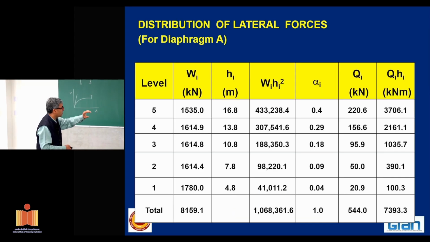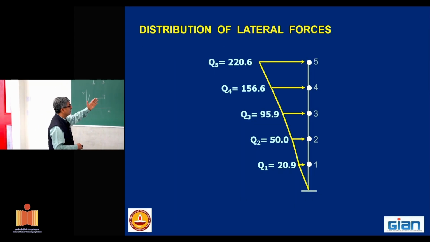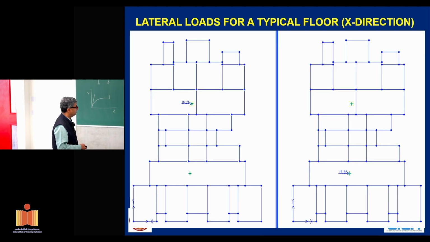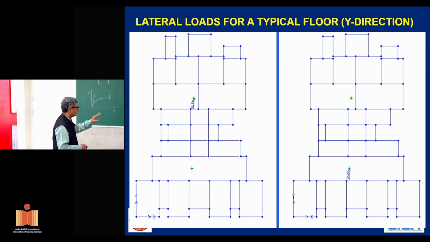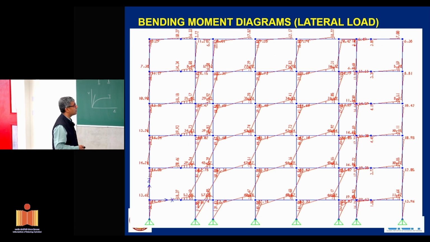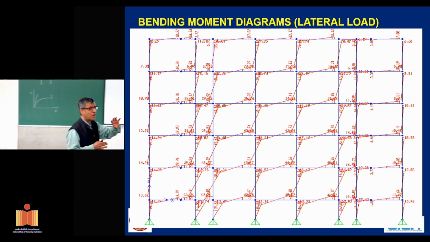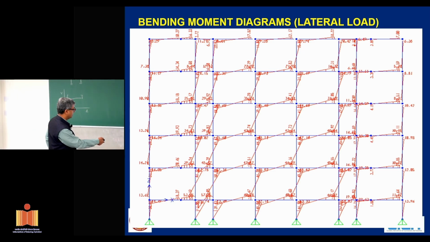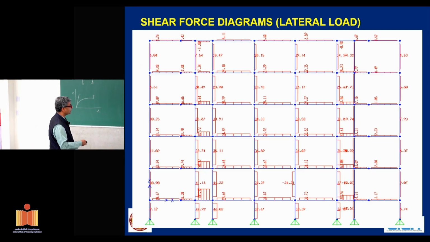This is the tabular form of the results. You have to understand the profile of the forces, how you are applying the force. I will skip this, and this is the bending moment diagram, which is quite different from what we have seen in the gravity load. Here we see that the points of inflection are somewhere in the middle of the beam and middle of the column, except the ground story columns.